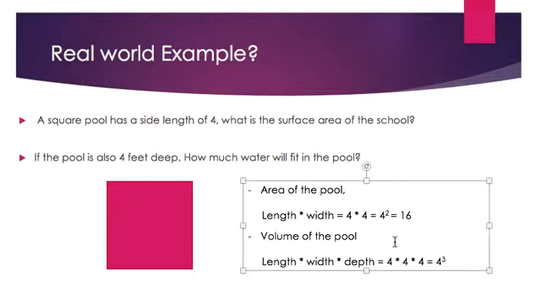You may also look at the volume of the pool, which is length times width times depth. If the pool is also 4 feet deep, how much water is going to fit there? So that's 4 times 4 times 4, or 4 cubed. And in standard form, as a final answer, 4 times 4 is 16, times 4 would be 64. So that's one way. Instead of writing this whole multiplication sentence, we could just write our exponential form.